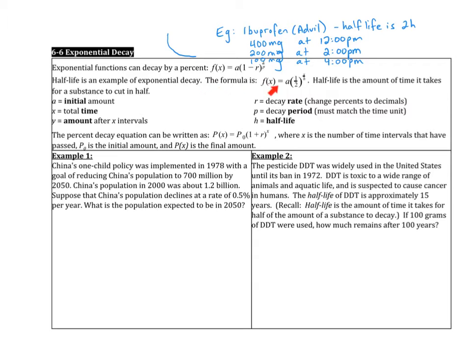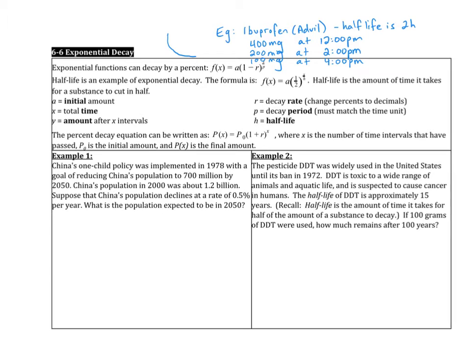So that's why with the half-life formula, what you're doing is you're taking the initial amount A and you're cutting it in half. And then the formula is the same. X is the amount of time, and the H is what the half-life is. So we're going to look at two examples.